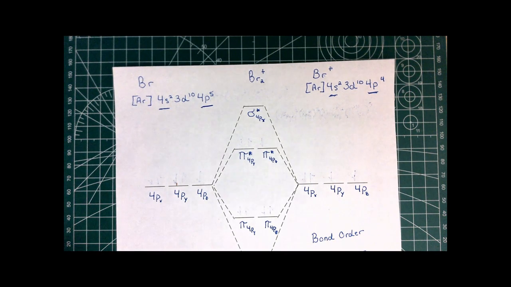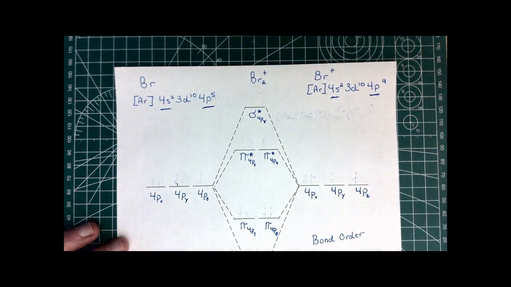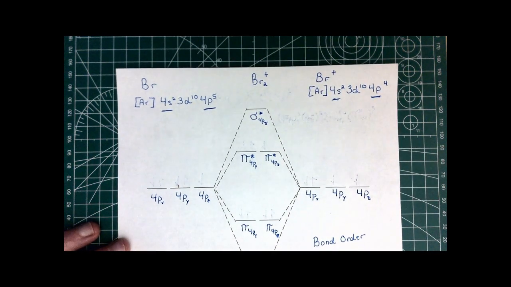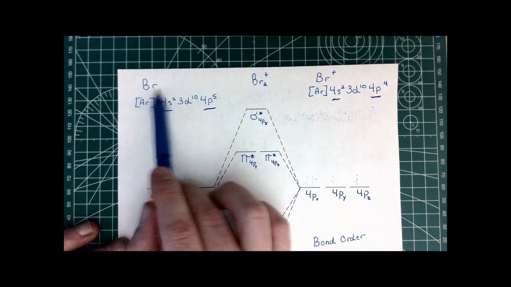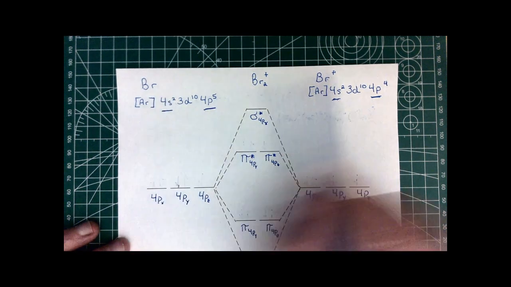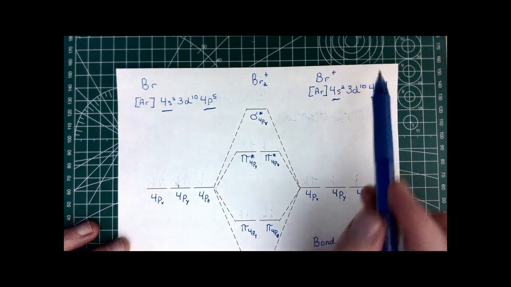Okay, now we can take a look at Br2+, where we have a little bit more stuff going on. And this time we can consider that this could be formed from a neutral Br atom and a Br plus atom, a Br cation.